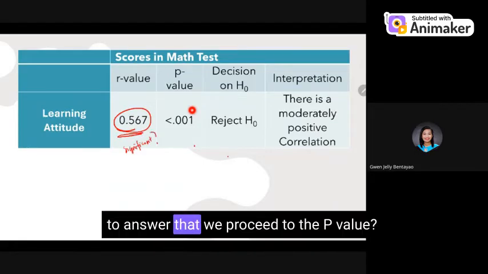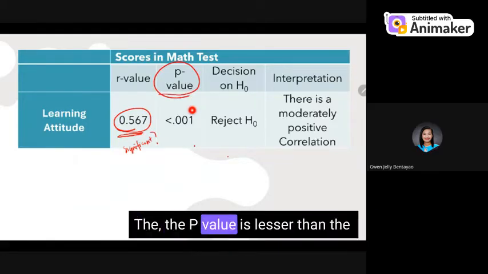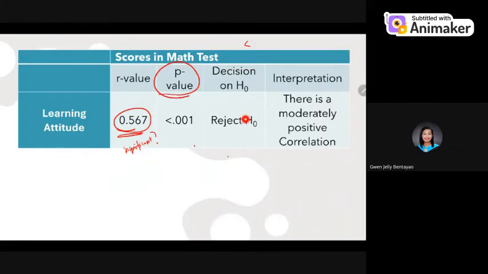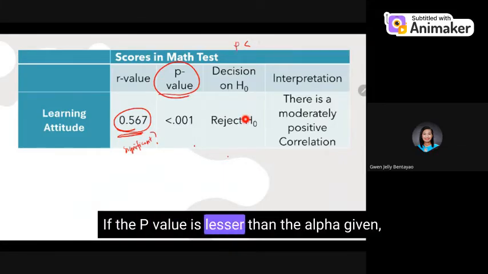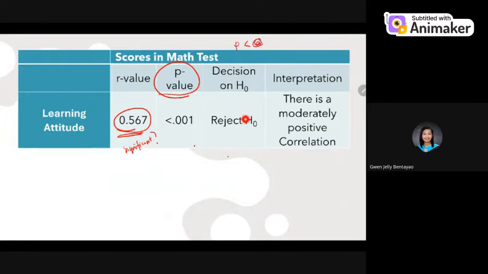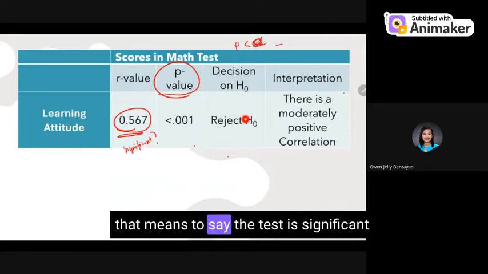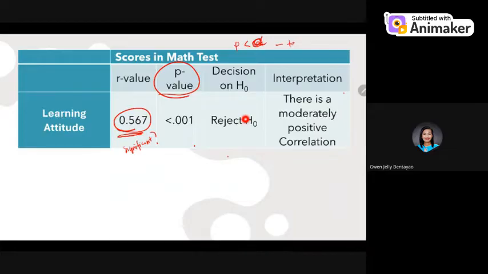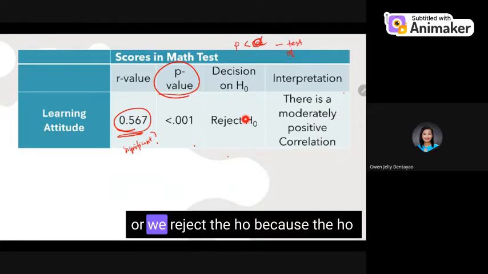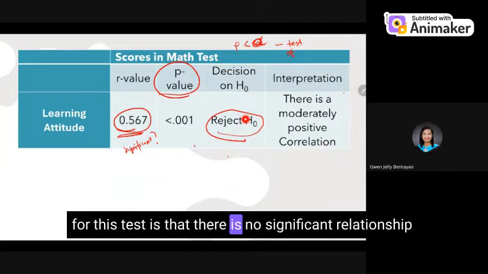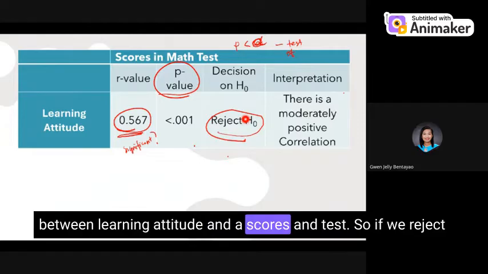To answer that, we proceed to the p-value. The p-value is lesser than the alpha. If the p-value is lesser than the alpha given, that means to say the test is significant, or we reject the HO. Because the HO for this test is that there is no significant relationship between learning attitude and scores in test.